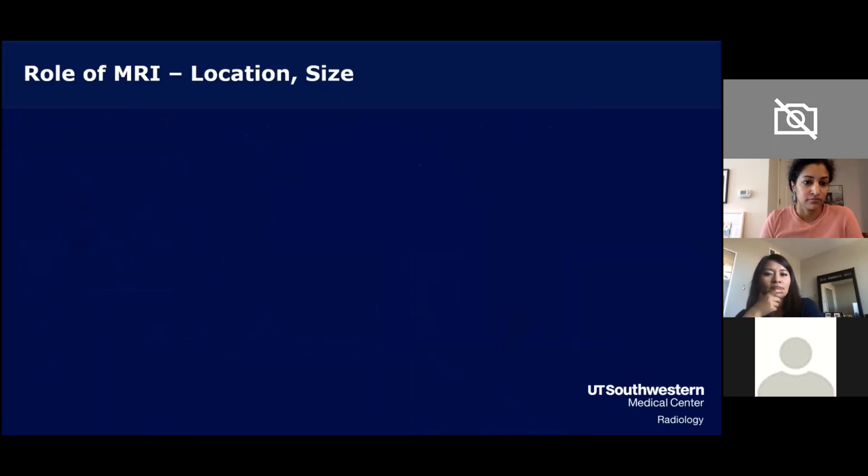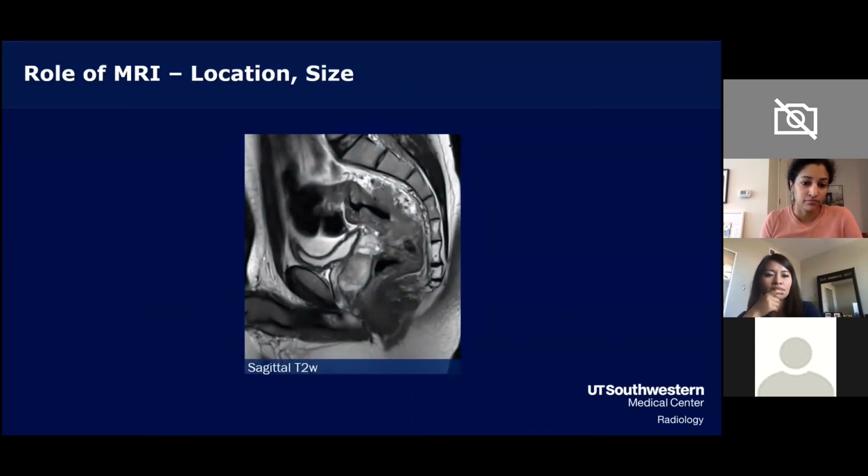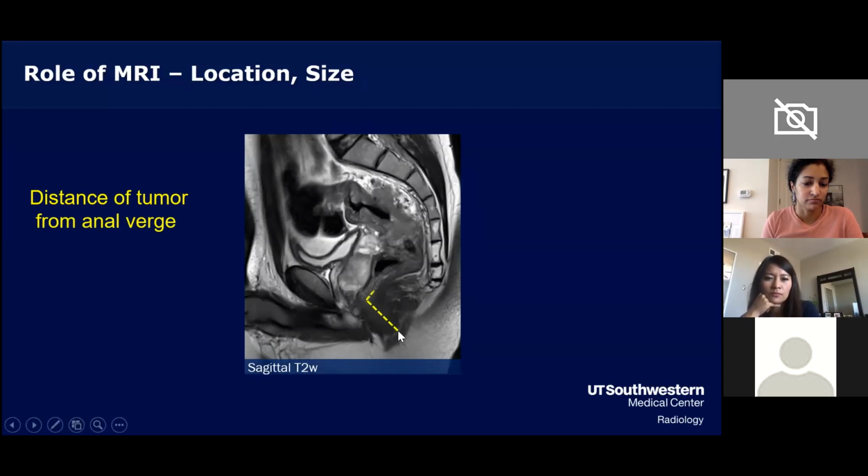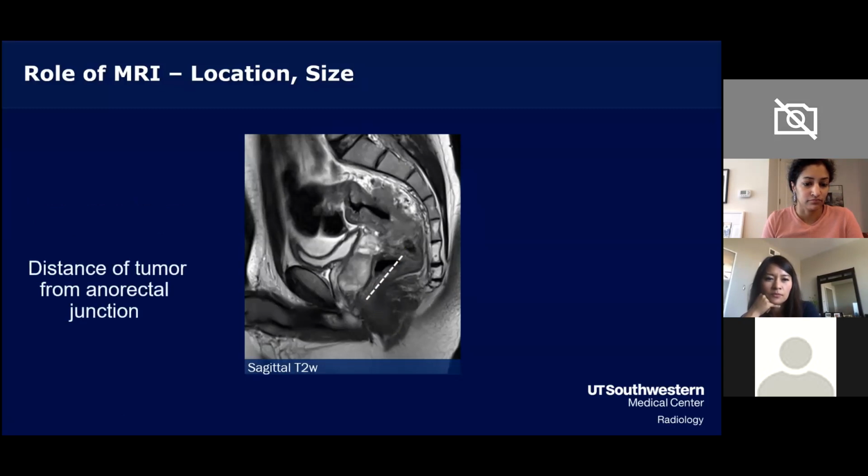So we give a general description of the location, and then we actually measure the distance from the anal verge. So we see the anal verge down there, and you would measure up from the anal verge the distance of the inferiormost aspect of the tumor. We also measure the distance of the inferior aspect of tumor from the anorectal junction, the anorectal junction being obviously higher than the anal verge. And then finally, we measure the tumor size, and that's measured as a single craniocaudal maximal length of tumor.